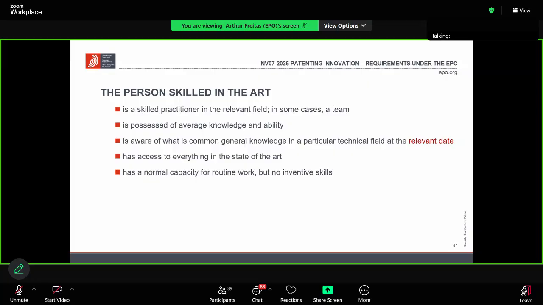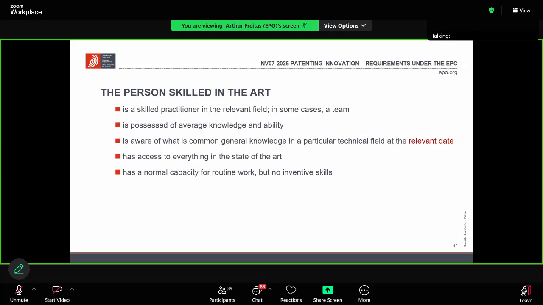A skilled person possesses average knowledge and ability, and is aware of common general knowledge in a particular technical field at the relevant date. Very important, right? Sometimes as patent examiners, we're examining patent applications that have been filed, let's say, 5 years ago. It takes time for patents to be granted.